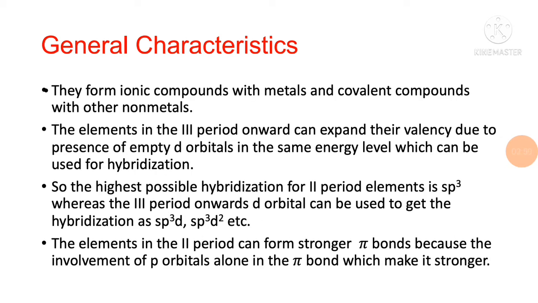P block elements form ionic compounds with the... and the elements in the third period onwards can expand their valency due to the presence of empty d orbitals in the same energy level, which can be used for hybridization. Therefore, the highest possible hybridization for second period elements is sp3. From the third period onwards, d orbitals can be used to get hybridizations such as sp3d, sp3d2, etc.